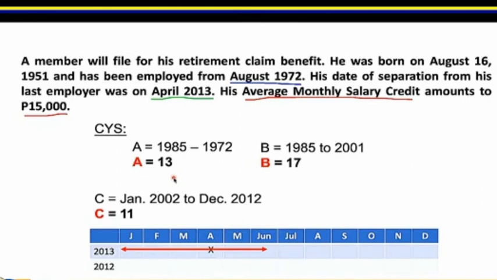Now that we have identified the semester of contingency participants, letter C is the total number of contributions paid beginning January 2002 up to the month prior to the semester of contingency. So, what is the month prior to the semester of contingency? That is December, right? December 2012. So, that is the factor considered here for our identification of letter C.